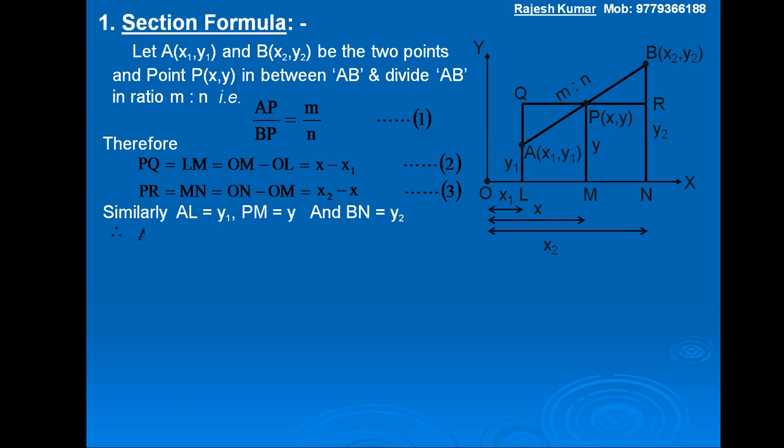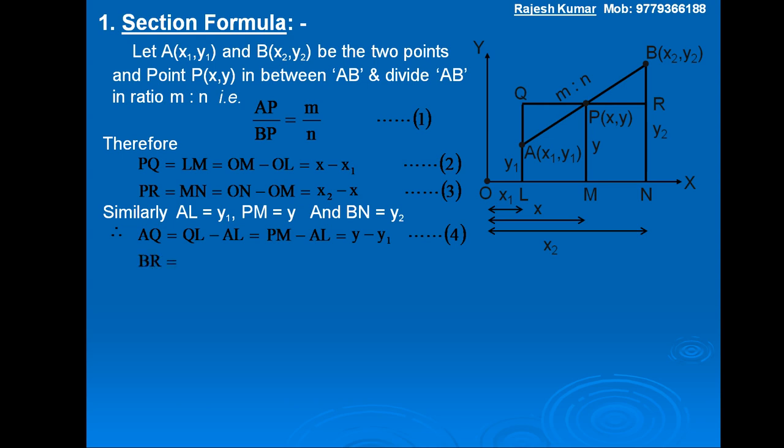Therefore, see in the diagram, AQ is equal to QL minus AL, and QL is equal to PM. So it becomes equal to PM minus AL, which is equal to y minus y1. Suppose it be equation number 4.